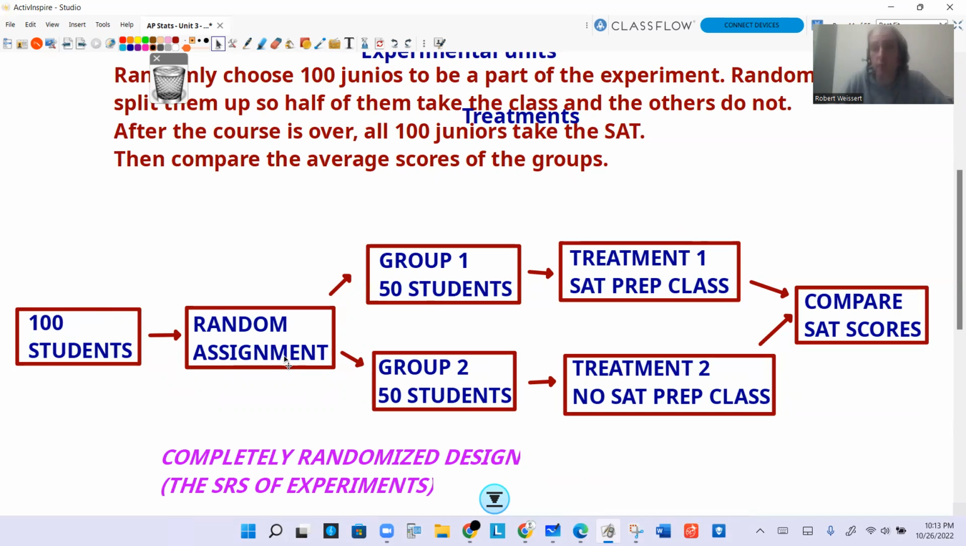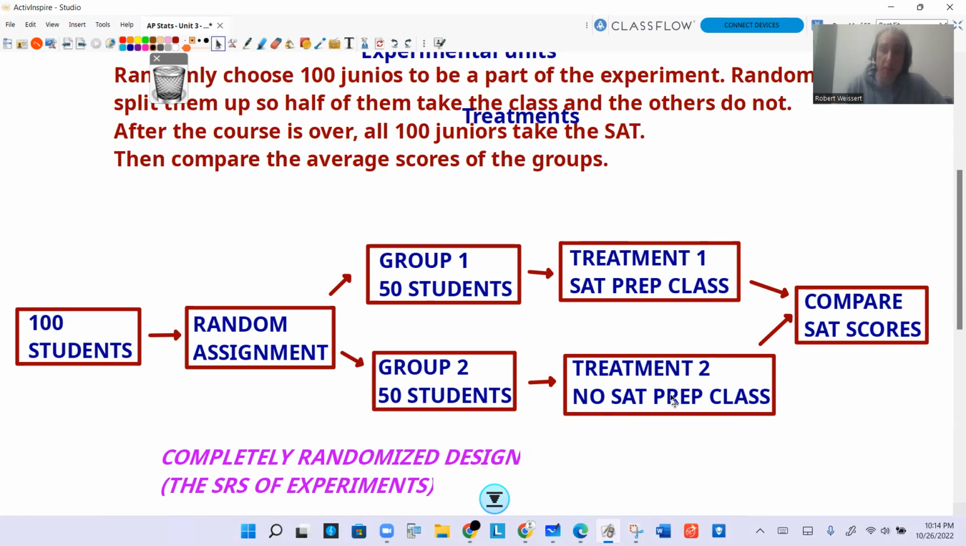You do a random assignment, random number generator, names in a hat, whatever. And you split them up into the amount of groups that you're doing. In this case here, we have two groups, one being SAT prep class and two being no SAT prep class. So the two groups are going to be 50 students apiece. You want them to be equal. SAT prep class versus none.